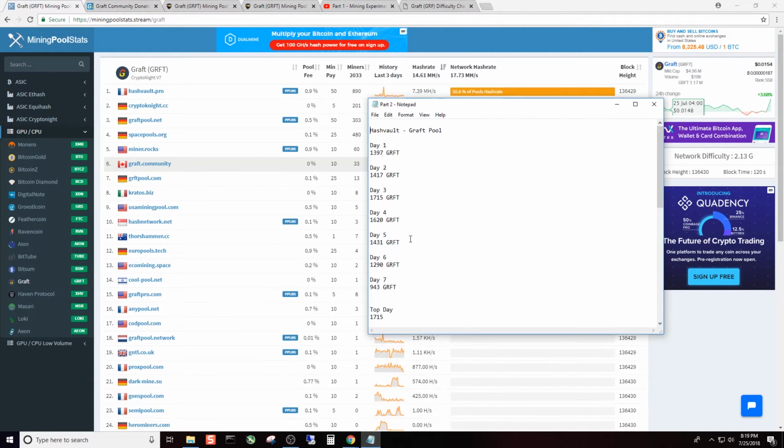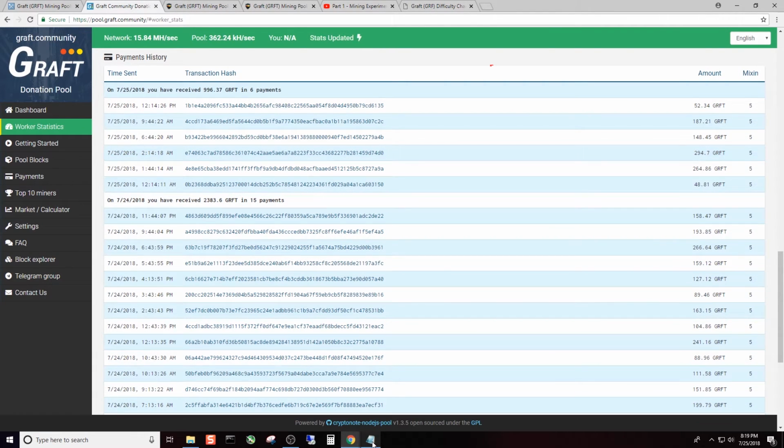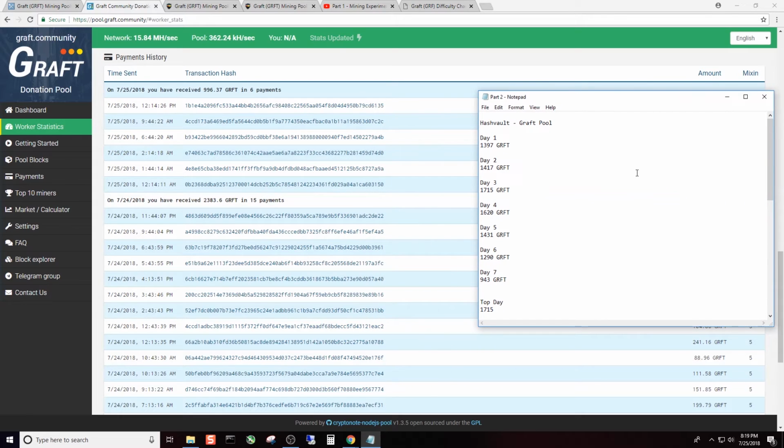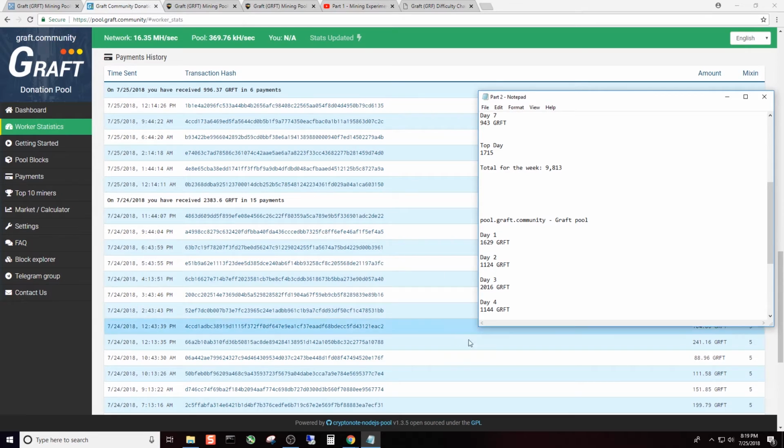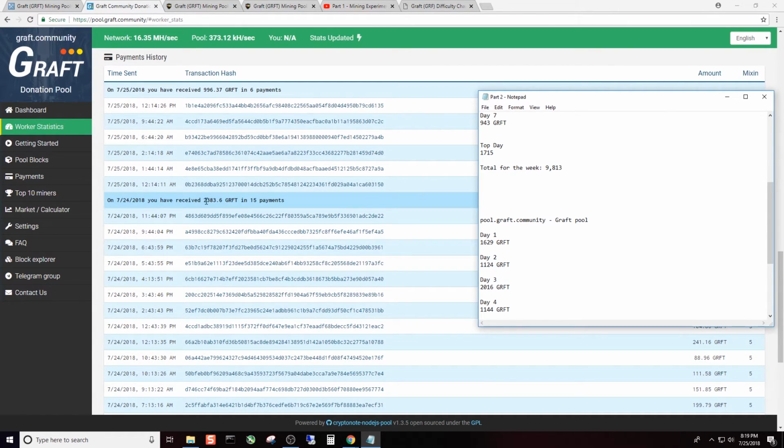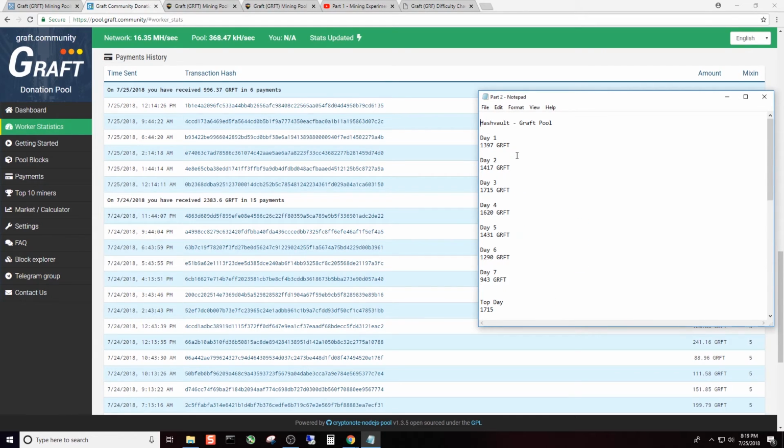Now, for the second one, the second week, I went to the community pool, or pool.graft.community. And here are my numbers, my daily numbers. Again, I went through and added all of these up, as it shows, and I rounded the numbers. Okay, so 9,813 on Hashvault, and 10,581 on pool.graft.community. Now, as you can see, there's far less hash power on this particular pool.